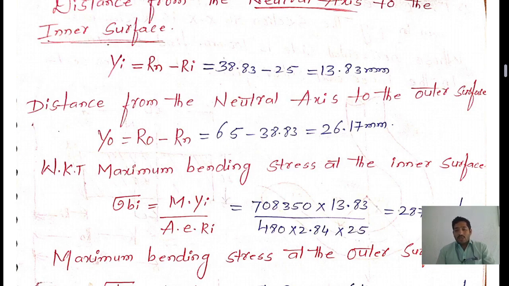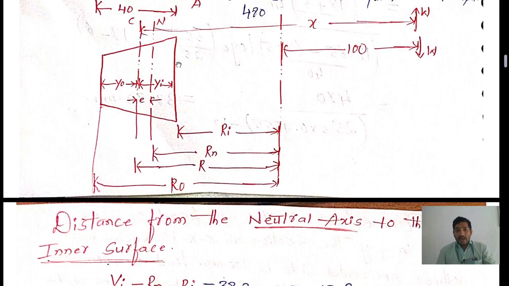The unit is Newton per mm square. The unit of stress is Newton per mm square. Because we are getting a positive answer, we can say that the direct tensile force is acting at the inner surface.